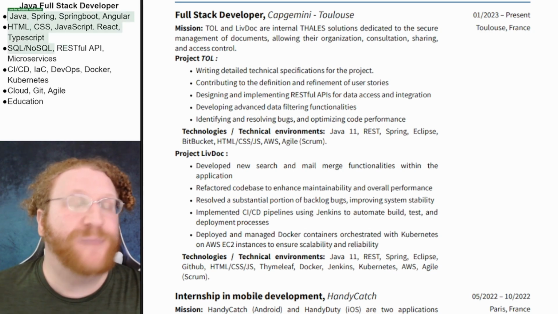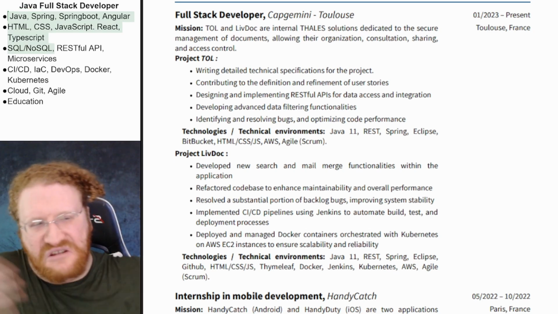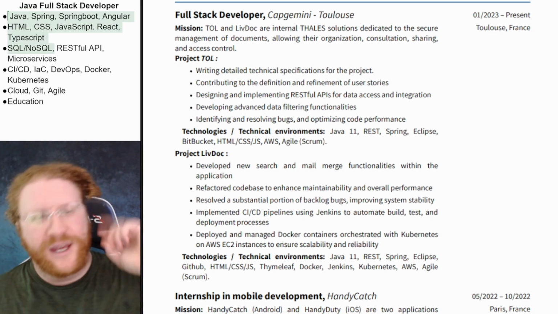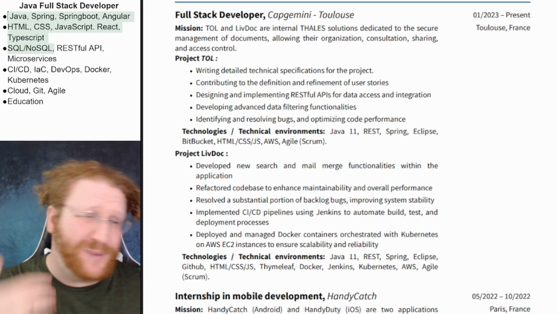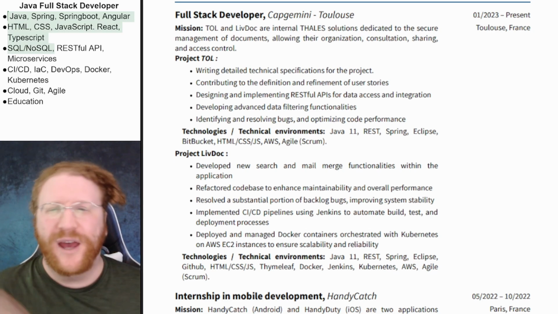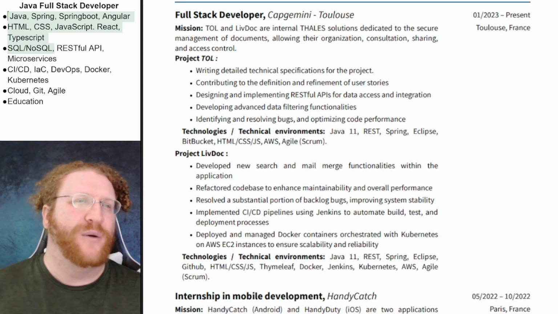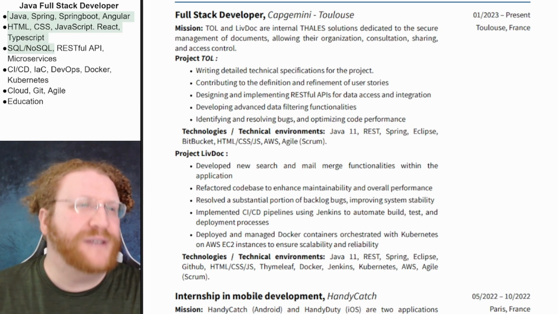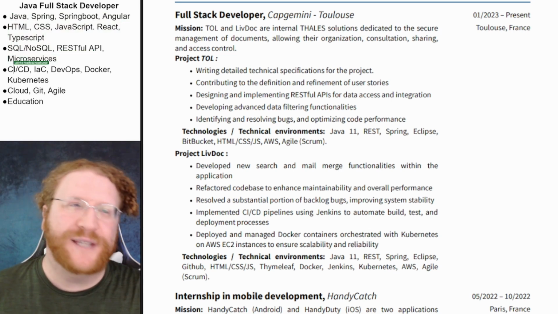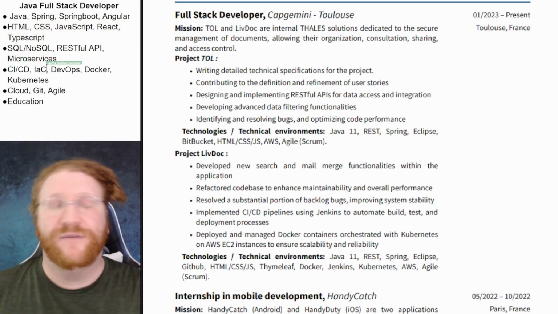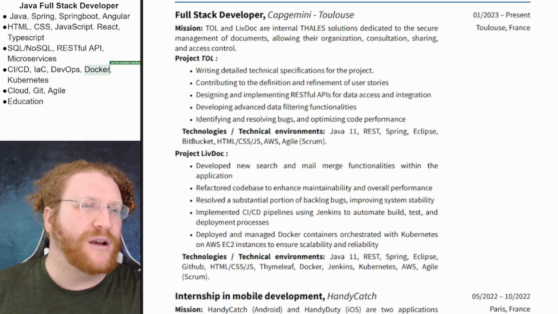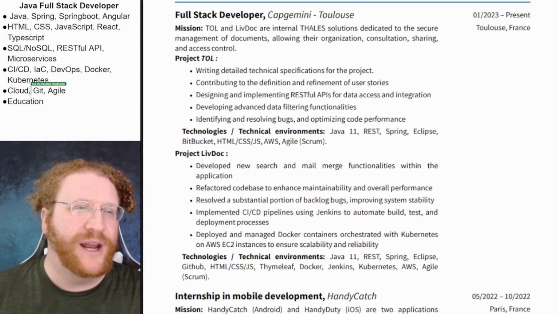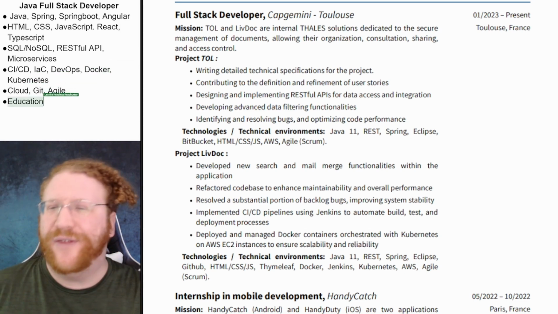Everything else past this, I would say we don't need all of, but you definitely need those. Also, a lot of them specify NoSQL instead of SQL, but if you have any of the SQLs, it should still be okay. Then we need RESTful APIs, microservices are huge, CI/CD, IAC, which is infrastructure as code, DevOps, Docker, Kubernetes, cloud is great, Git, and Agile, and then your education.